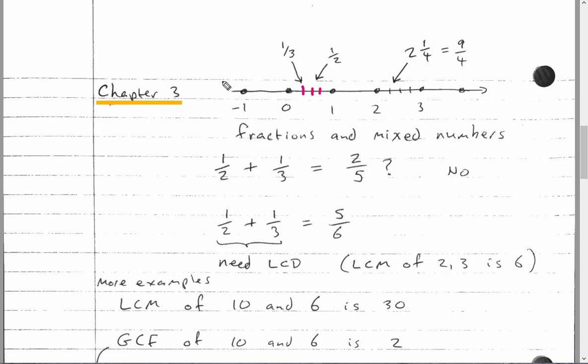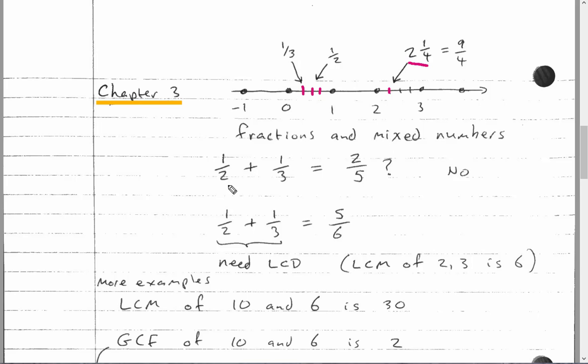We'll also look at mixed numbers in chapter 3. So this is 2 1/4, which is the same as 9 quarters, 9/4. So here's 2, and then add a quarter, you get to here. So 2 1/4, that's a quarter of the way between 2 and 3. We need to worry about the operations with the fractions and mixed numbers.